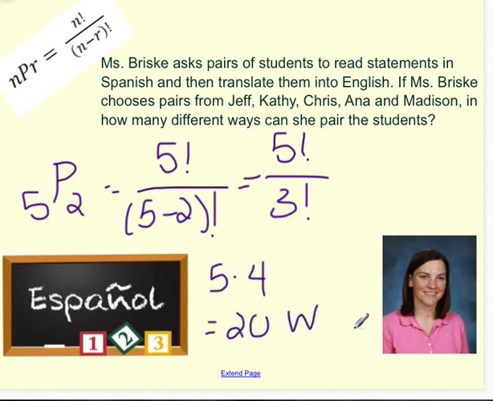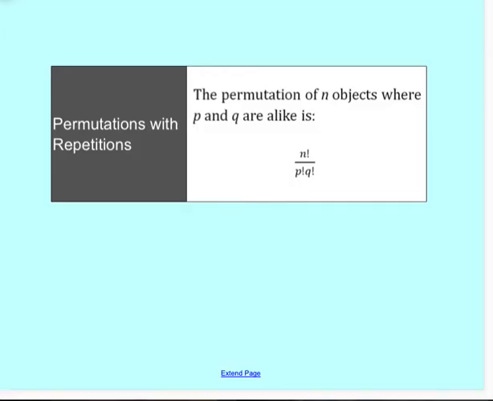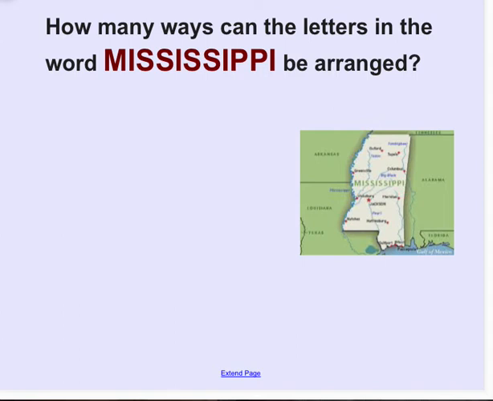Okay. Last but not least, I want to take a look at word repetitions. I want to take a look at when you repeat a word or letters in a word, how that works. So if we have repetitions, then we need to divide by what's being repeated, factorial. So go ahead, pause the video, get this written down. I think this makes a lot more sense when we apply it to an example. So let's take a look at number 10 here. How many ways can the letters in the word Mississippi be arranged?